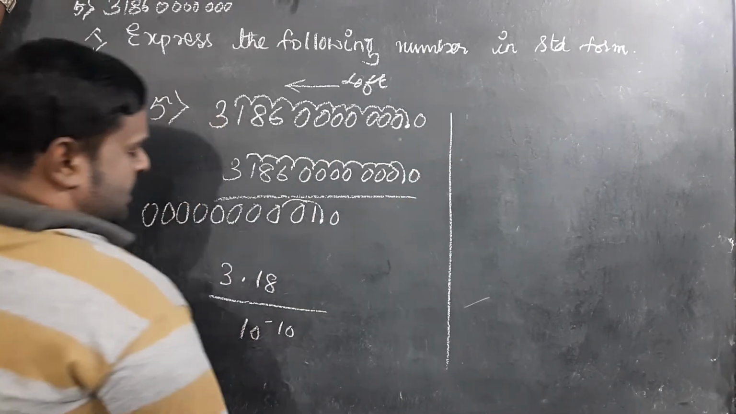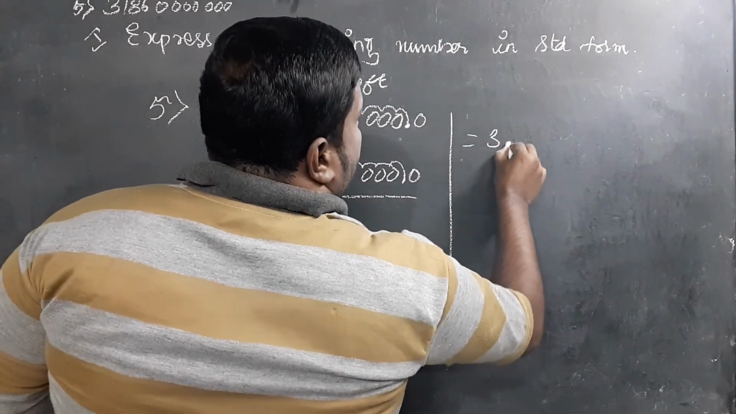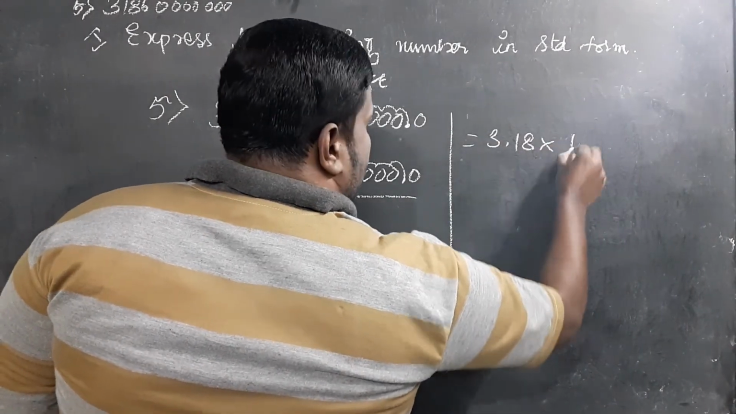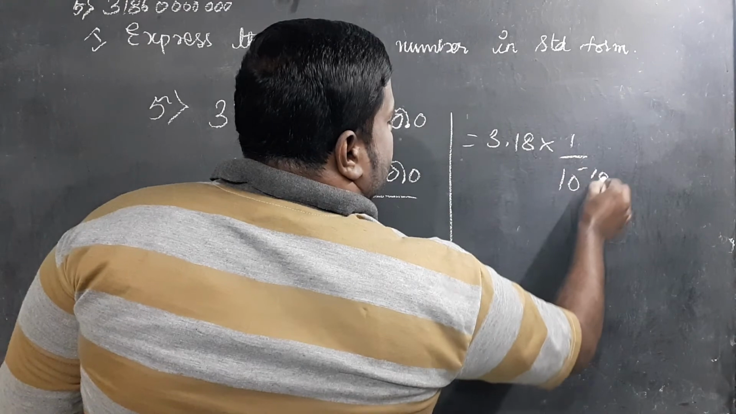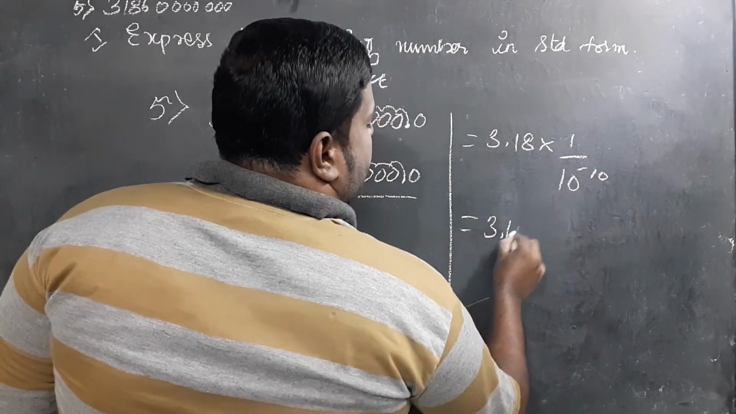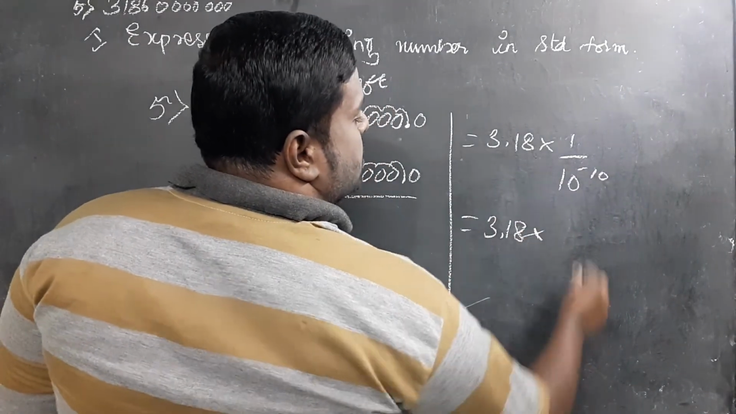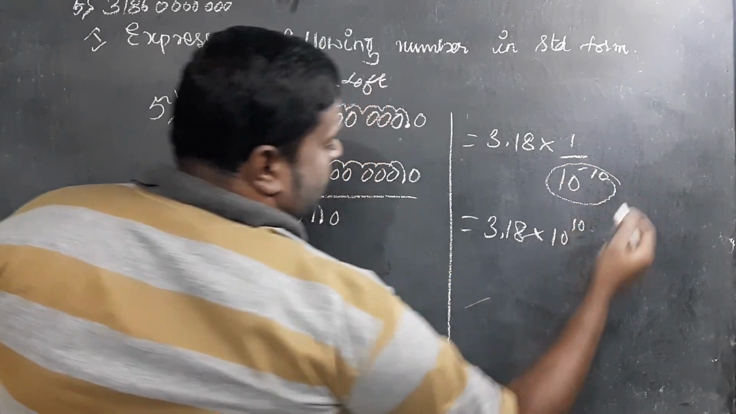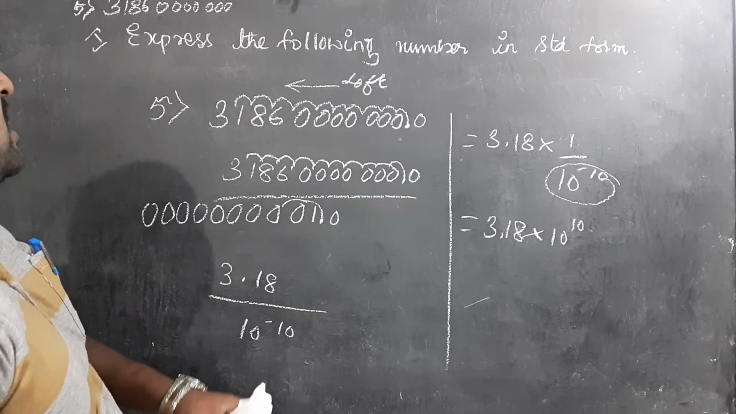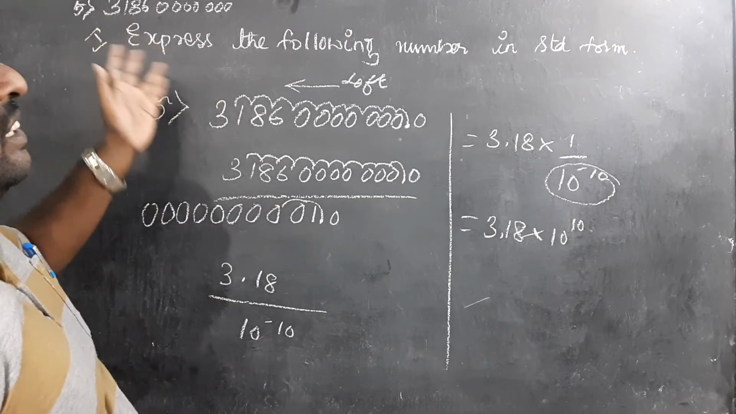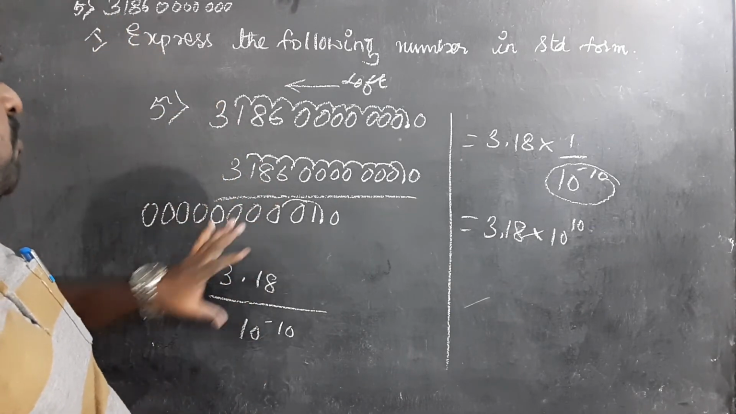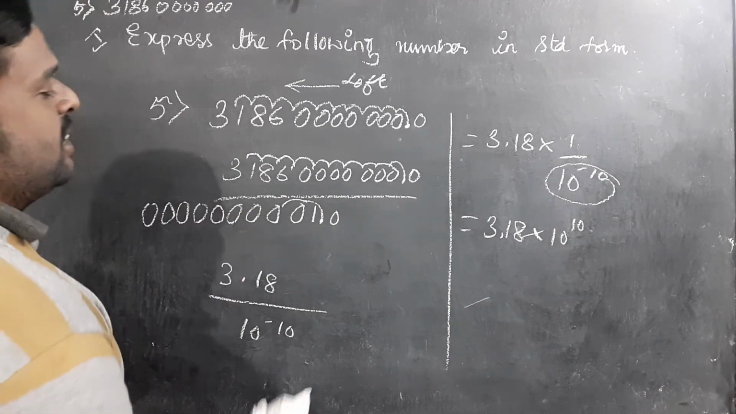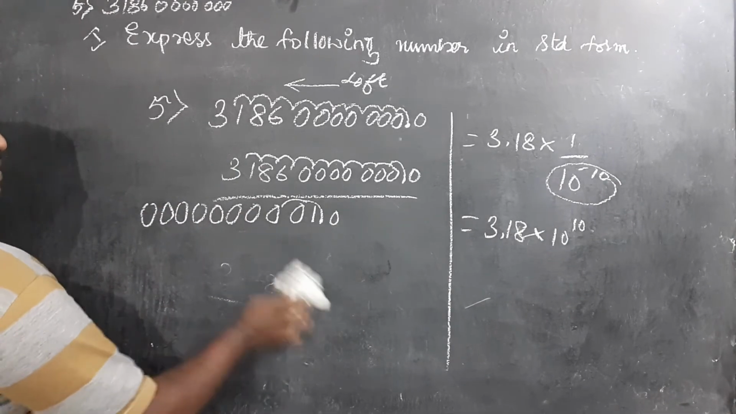So still I can write it as 3.18 into 1 divided by 10 to the power of minus 10. Now 3.18 into, now if you take this one to the numerator, what happens? You will get positive 10 to the power of 10. But instead you try to do directly, that will be easy. For communication sake I am doing this one, to show how you get the answer. Okay.